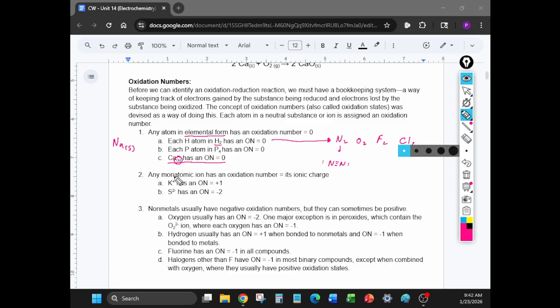Next rule, monatomic ions: their oxidation numbers are equal to their ionic charge. So for example, K right here has a charge of +1. Oxidation number will be +1. Sulfur right here has a charge of -2. Oxidation number will be -2. When they're monatomic ions, it's really, really easy.